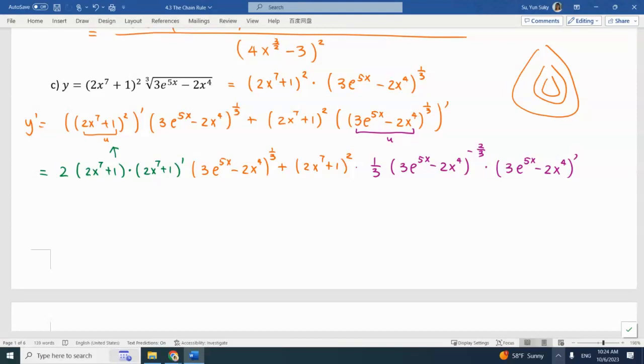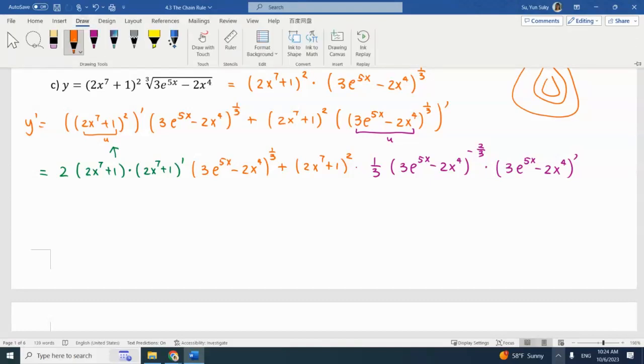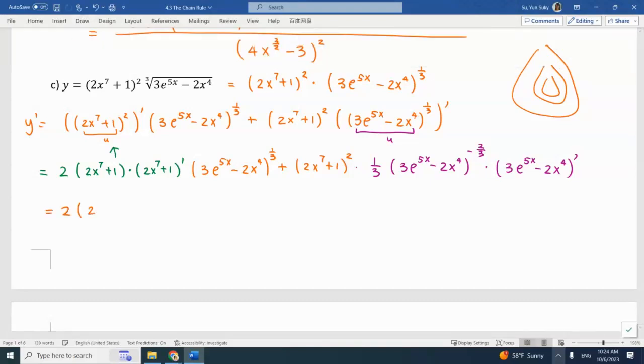Okay, good. So for the factor with no prime, just copy that. And then we differentiate the factor with the prime. So let's see. So 2, copy down. 2x to the 7 plus 1, copy down. Layla, what is the derivative of 2x to the 7?